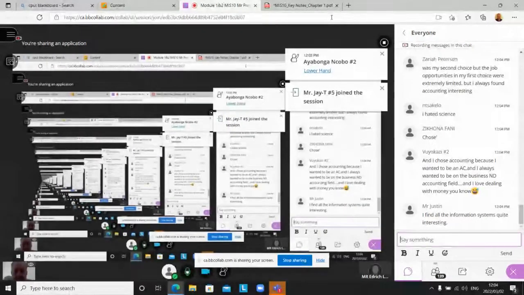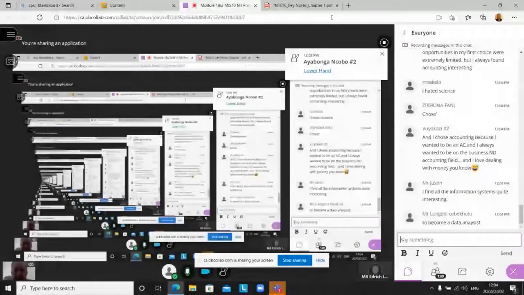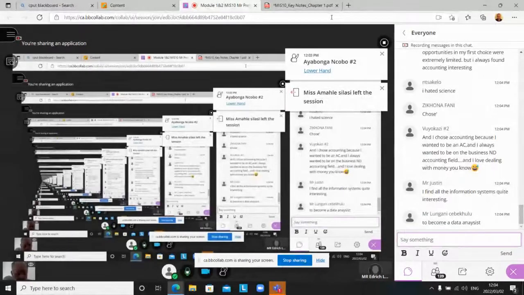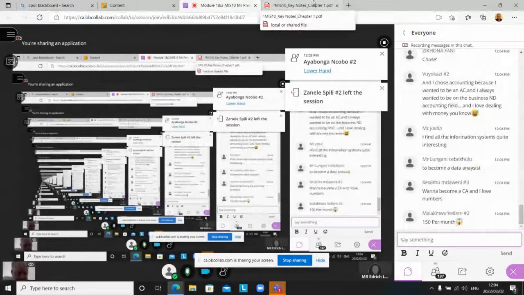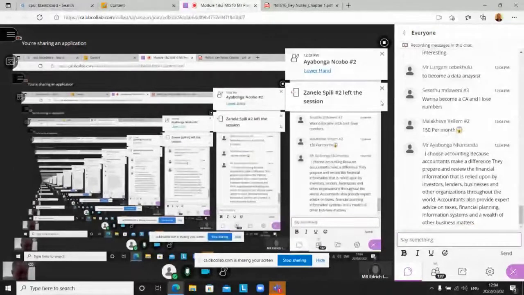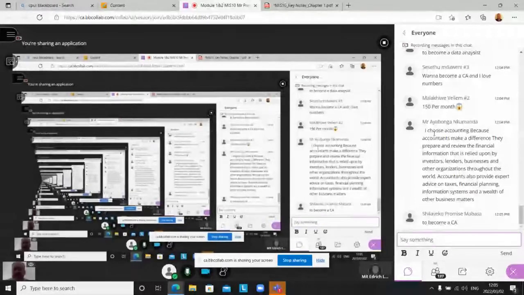A CA, to give you an example, a CA is not going to earn 90,000. A CA is going to earn maybe 150 per month. There we go. And then a nice entry one, a data analyst. There is a lot of work for data analysts. There's a shortage of them in the country. Okay, I think that's some very good answers to that question. Yeah, 150 per month if you get the right job in the right place as a chartered accountant.